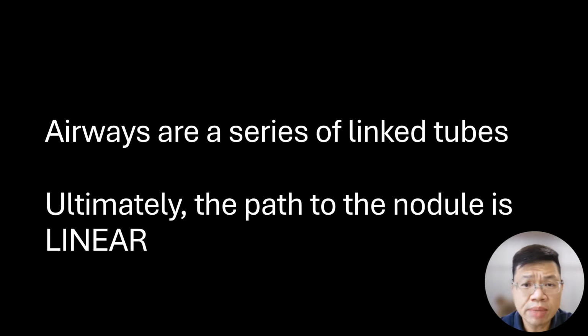The second key concept is that airways are essentially a series of linked tubes. The airways branch mostly dichotomously and travel in different directions, but all airways are connected in series. This means that ultimately, the path to any nodule is linear.